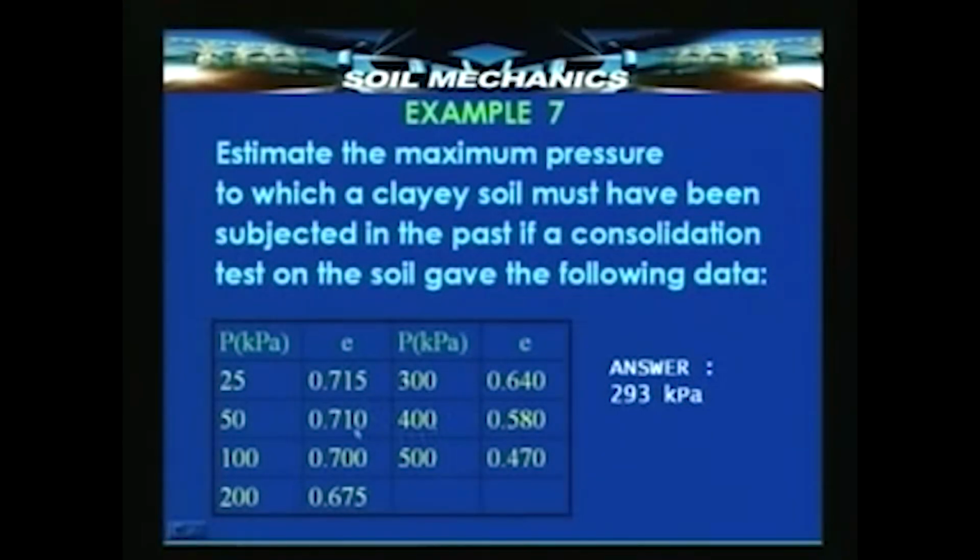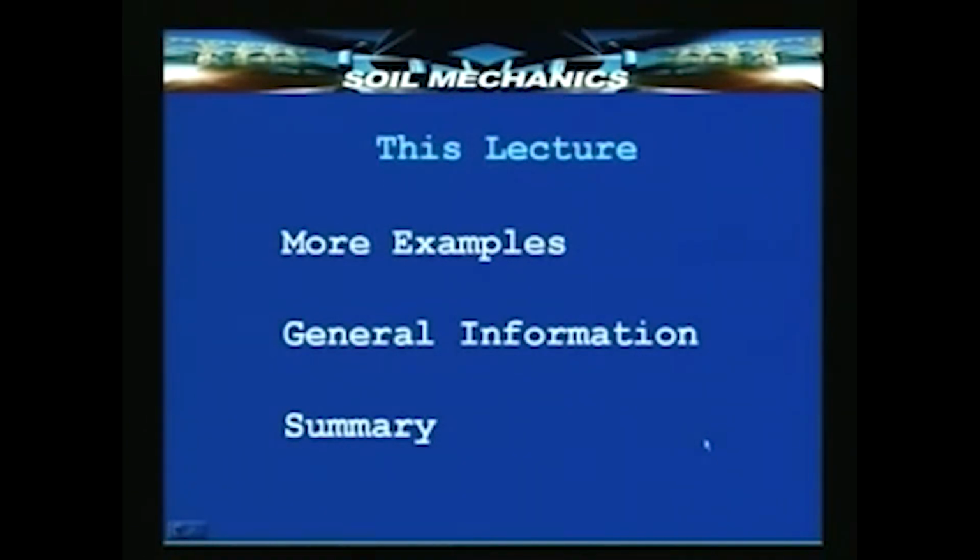Okay, now, with this we also saw the example of how to calculate pre-consolidation pressure given the various e, P values. The method is, of course, to plot an e log P graph, and following the geometrical construction which we saw in the earlier slide, you can calculate. You may work this example out yourself. You will find that you get a pre-consolidation pressure of 293 kilopascals.